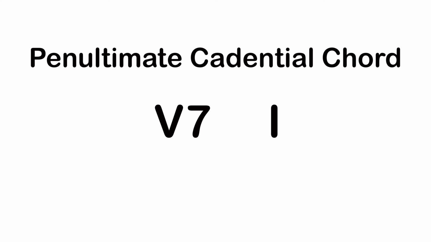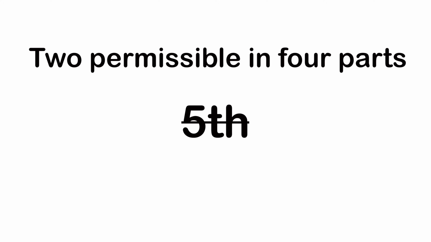The 5/7 is a 4-note chord, but in many situations the root is doubled and the 5th is omitted. The most common use of the 5/7 chord is as a penultimate cadential chord. There are only 2 procedures permissible in 4 parts. Both of these involve the omission of the 5th from one chord. Either the 5/7 chord or the following 1 chord will be complete.